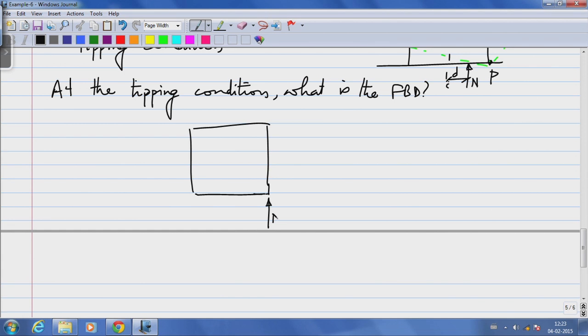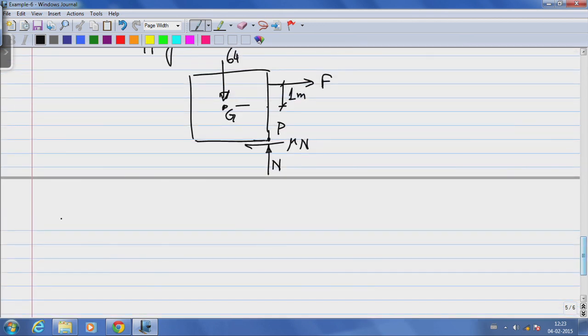The normal reaction, whatever be it in magnitude, is acting through this point P. The friction force mu times N is still present. The weight of the block is acting through the center of mass, and this force F, which is now an unknown, is acting 1 meter above the center of mass. These are the forces acting on it. So, let us first do the sum of all forces acting on the body equals mass times the acceleration of the center of mass.